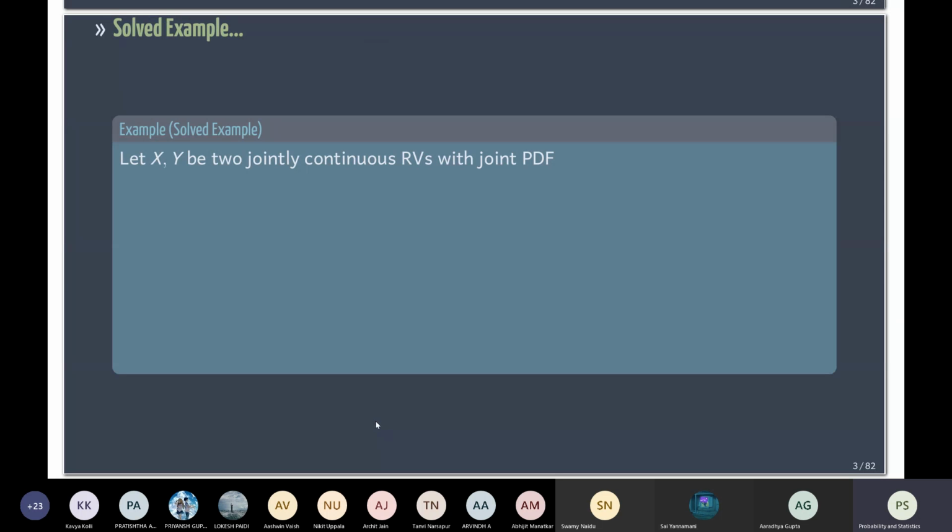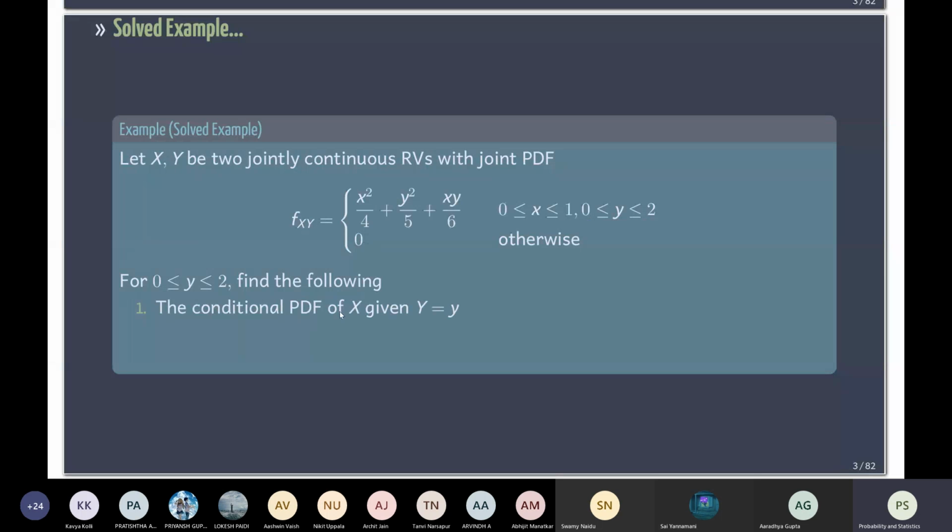Okay, so we will try to see some examples. Let X and Y be two jointly continuous random variables with joint PDF, which is given by this. Then for y greater than or equal to 0 and less than or equal to 2, so this is also the domain here. Find the following: the conditional PDF of X given Y equals y, and the conditional probability. We are going to use the definitions that we just showed.